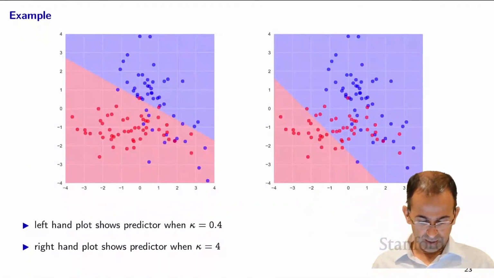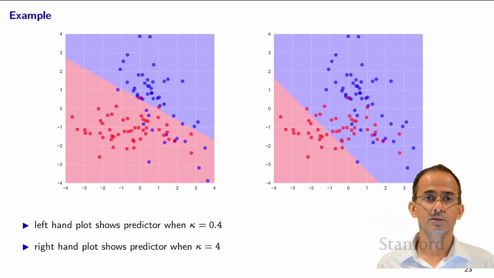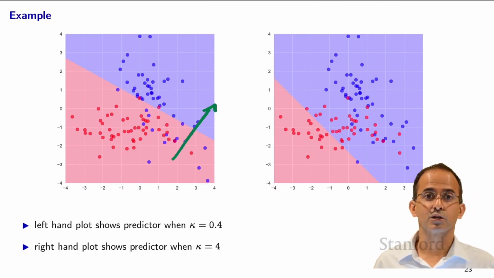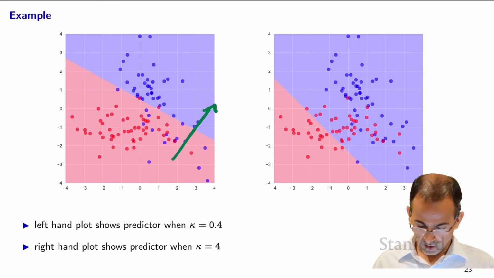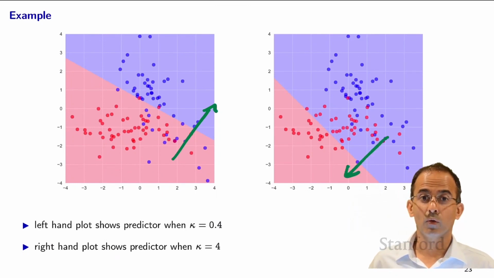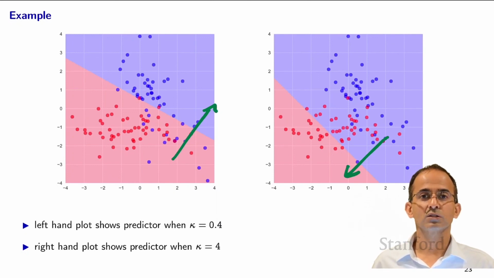Now, if we pick kappa as 0.4, well then we're very concerned to make sure that we don't mistake any red points for blue points, and we end up with a classifier that has moved the boundary in this direction. Conversely, if we pick kappa as 4, well then we're very concerned to make sure we don't mistake any blue points as red points, and so we move the boundary in this direction. And by varying kappa, we will vary our preference for what type of errors we're willing to tolerate.